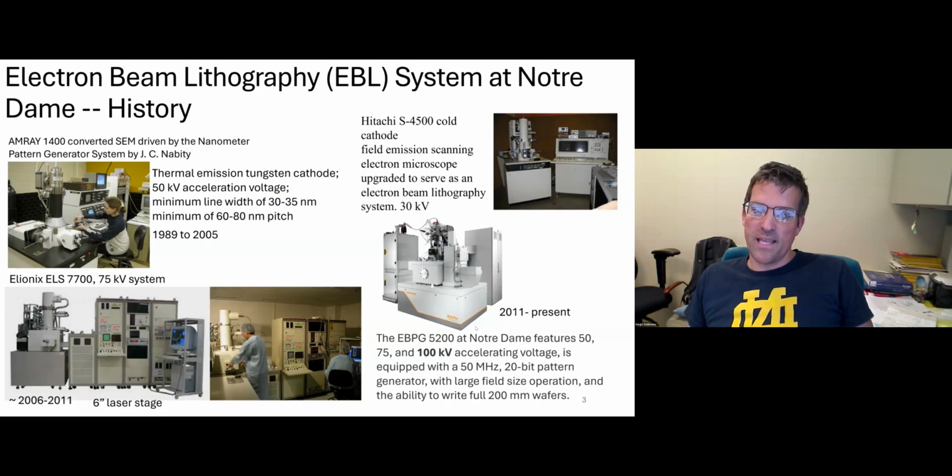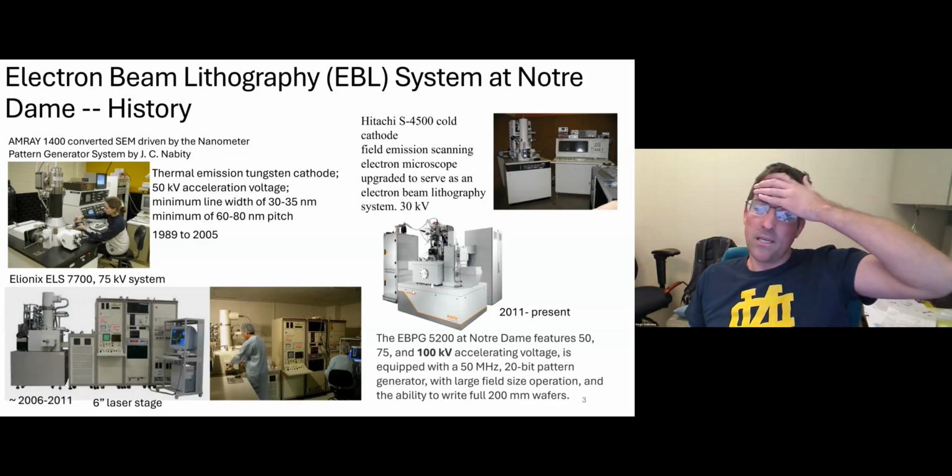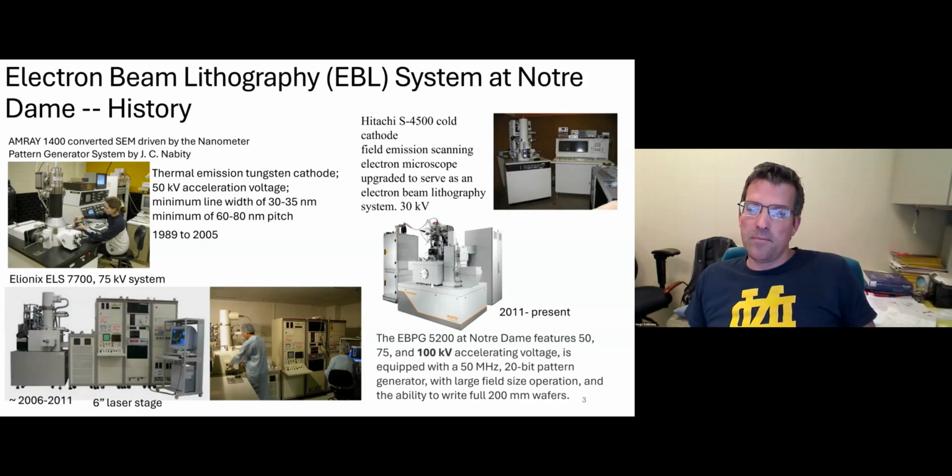The current system that we have at Notre Dame has been there since 2011. This is a Raith EBPG-5200. Now, this system is equipped with 3 acceleration voltages, 50, 75, and 100 kilovolt, but it's pretty much exclusively set up for 100 kilovolt. You heard from Professor Bernstein's presentation about the advantages of using 100 kilovolt, that it has less proximity effect. The beam can be very narrow.